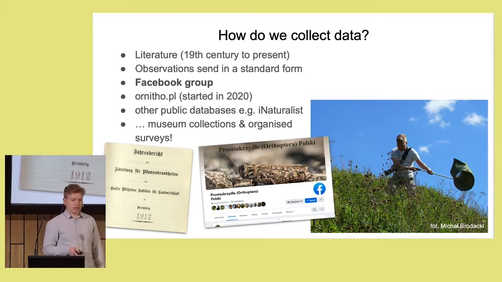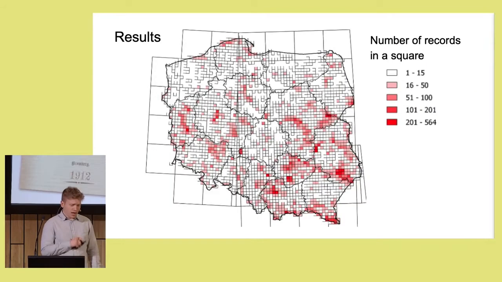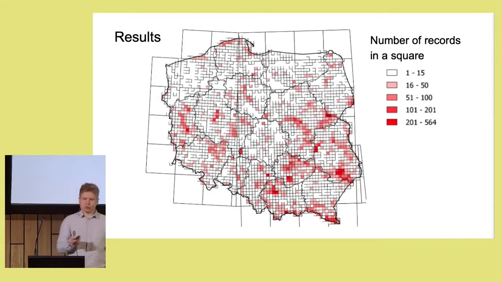And museum collections are also on our aim now. The results we have at the moment are 308 papers in our database, 804 observers that contributed, over 52,000 records. And now I would like to show you just an overview of where we stand at this moment.